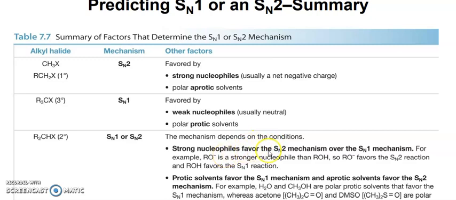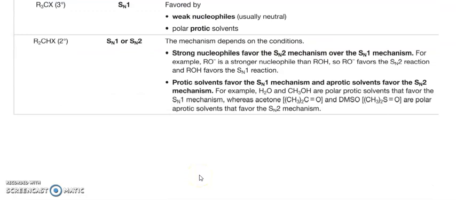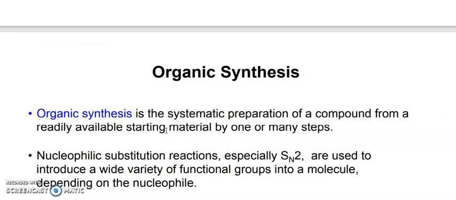A strong nucleophile favors the Sn2 mechanism over the Sn1 mechanism. For example, alkoxide is a stronger nucleophile than alcohol. So alkoxide favors the Sn2 reaction and alcohol favors the Sn1 reaction. Now, protic solvent favors the Sn1 mechanism and aprotic solvent favors the Sn2 mechanism. For example, water and methanol are polar protic solvents that favor the Sn1 mechanism, whereas acetone and DMSO are polar aprotic solvents that favor the Sn2 mechanism.